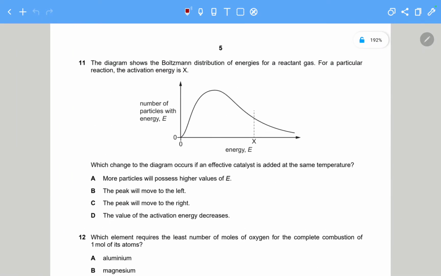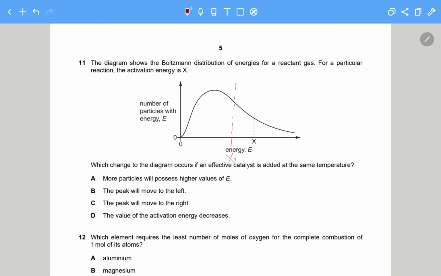The diagram shows the Boltzmann distribution of energies for a reactant gas. For a particular reaction, the activation energy is X. Which change to the diagram occurs if an effective catalyst is added at the same temperature? Again, before reading the options, recall the principle. We know that a catalyst provides an alternate pathway for a reaction to happen with a lowered activation energy, which means that there is no change to the graph itself, only the activation energy X will get lowered.